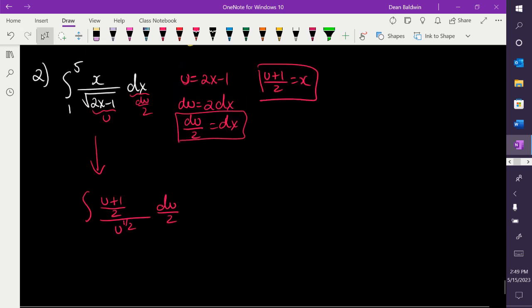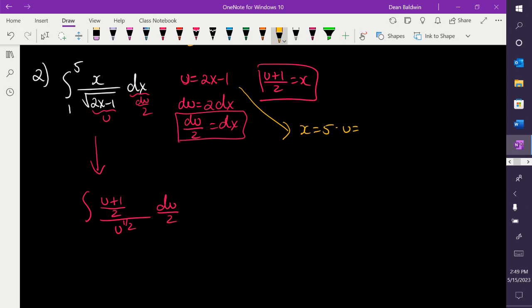So it looks like that. But also we can change the bounds, right? So what are the bounds going to become? When x equals 5, what does u equal? 9. And then when x is equal to 1, u is equal to 1. So now the bounds are from 1 to 9 of du. And now we never have to look back at our x's and sub that out. We can just deal with this integral, which doesn't look that friendly right now, but it will in a sec.